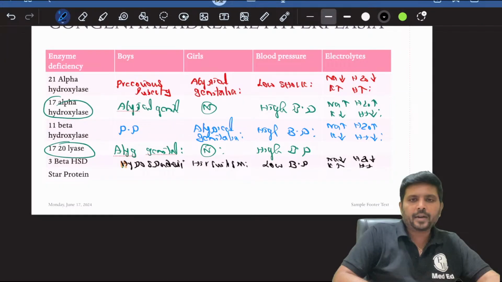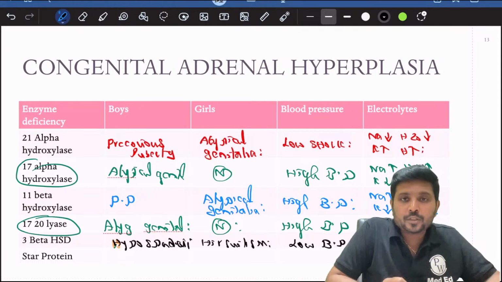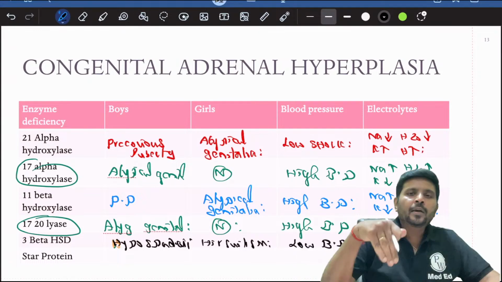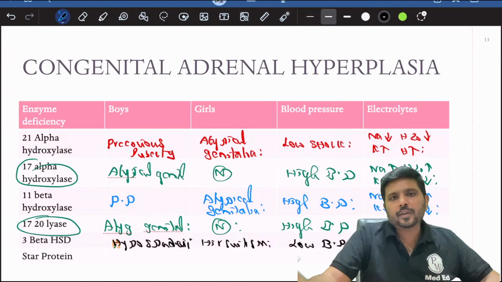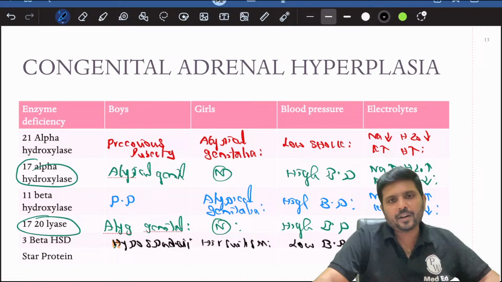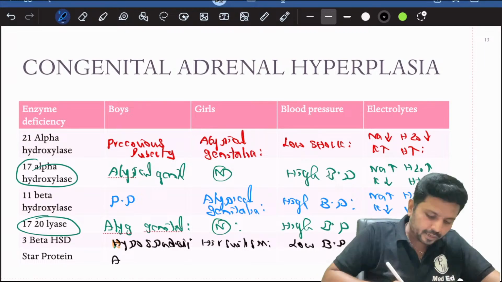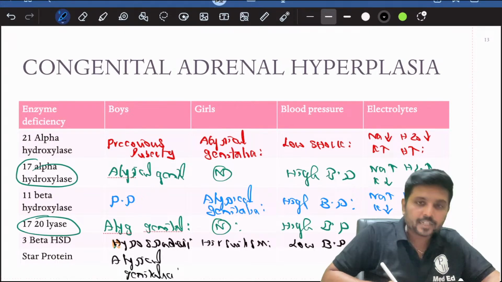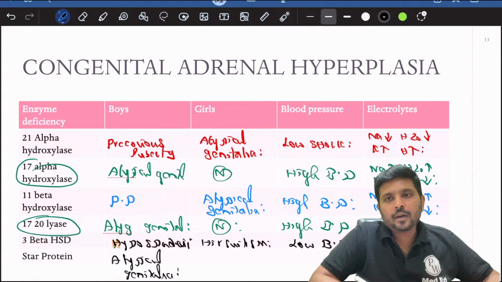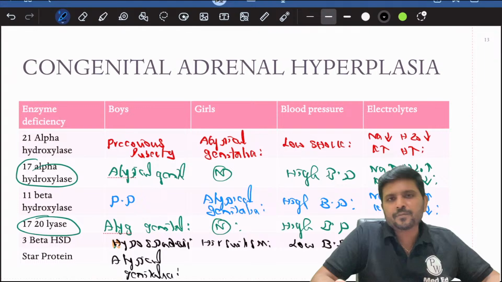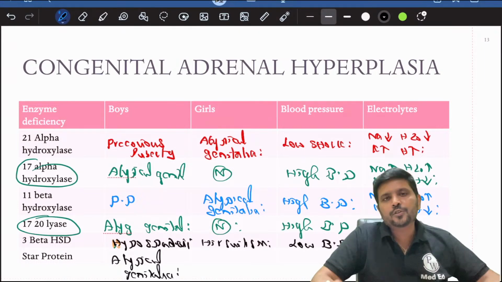And finally, what is StAR protein? StAR protein is the one which helps in the transport of cholesterol into mitochondria so that all other processes will occur. So what will happen in boys? It will lead to atypical genitalia because the process itself will not be started, and you all know that the default process of sexual differentiation is female. When there is no testosterone, when there is no SRY, it invariably leads to female genitalia.